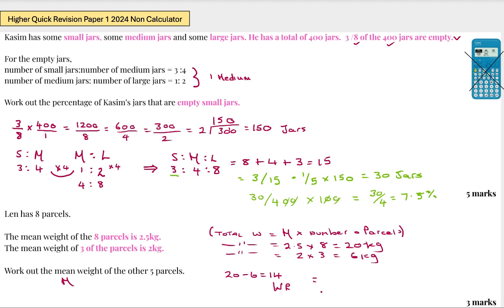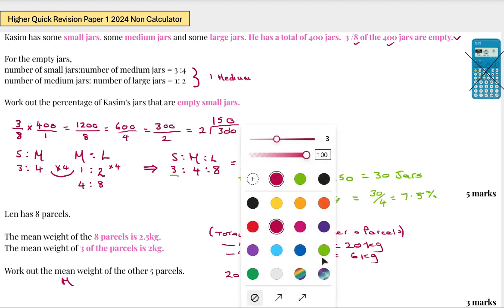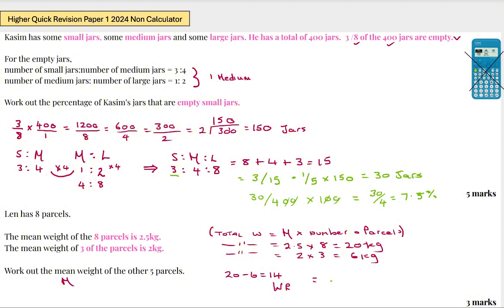So now we need to find the mean. So to find the mean, we're going to do the mean equals 14, the weight remaining, all over the 5 parcels, which I know is, because it's top heavy, I do 4 over 5, because I know that 4 over 5 equals 80. So the answer is 2.8 kilograms. So that's a nice, easy 3-mark question.